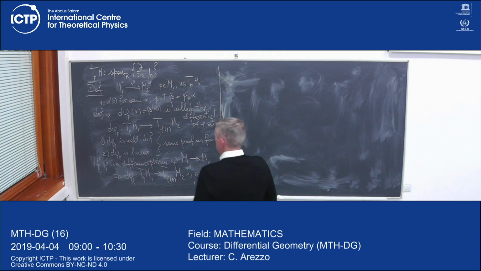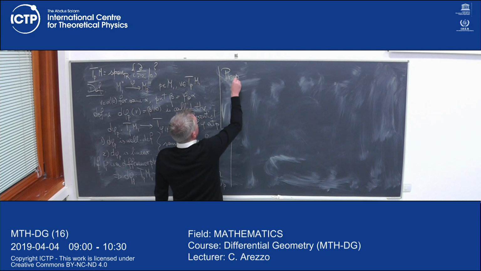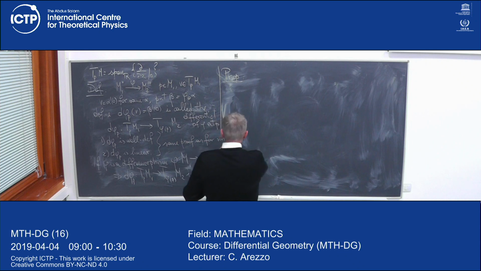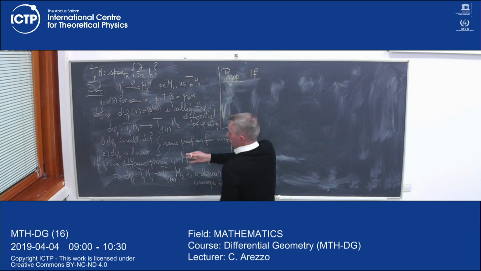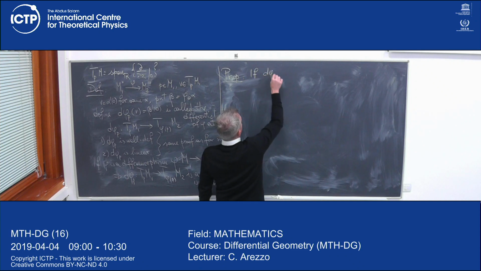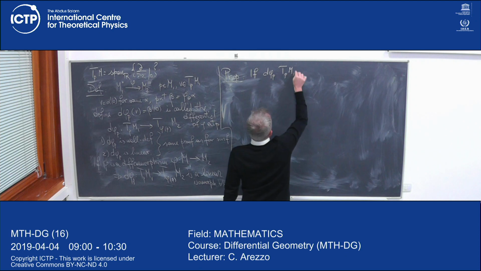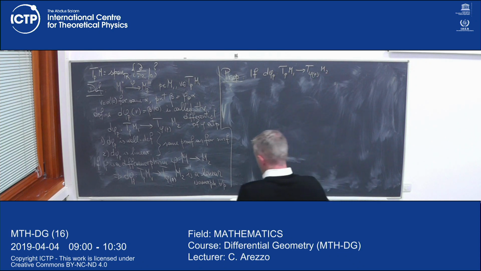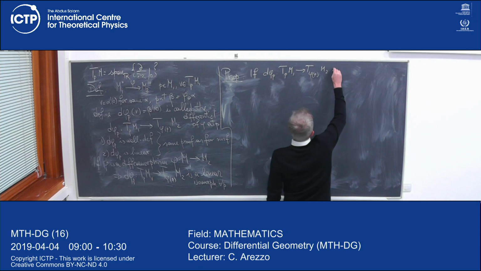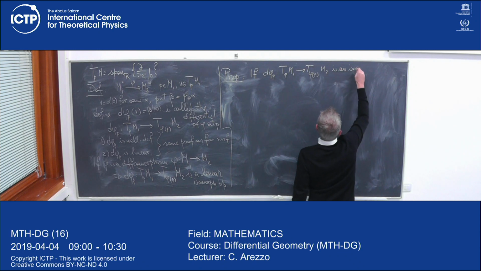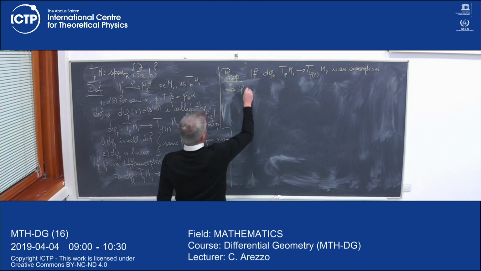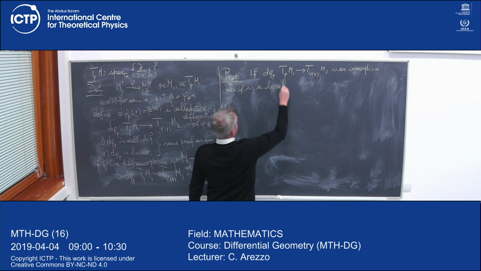Let me at least state it, because it's a very important observation: if a map phi between two manifolds is such that d phi_p from T_pM1 to T_phi(p)M2 is an isomorphism, then phi is a local diffeomorphism.